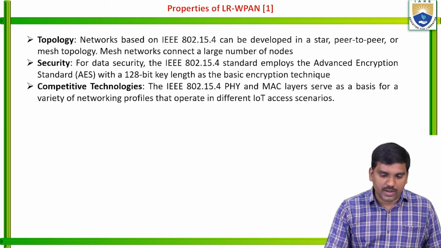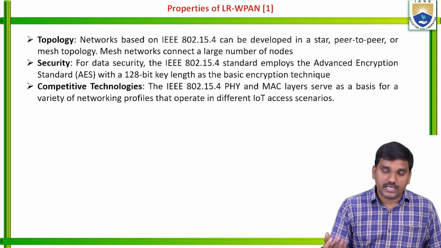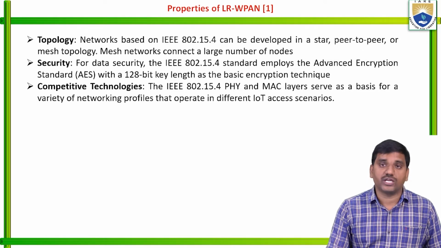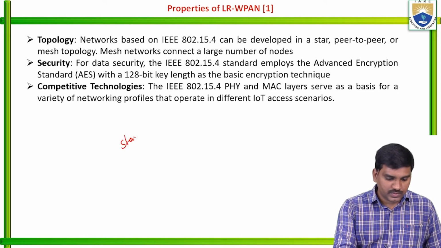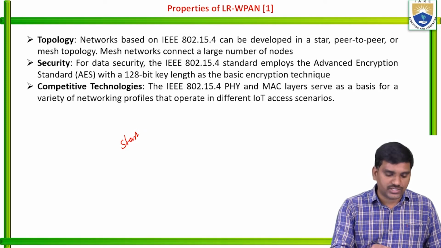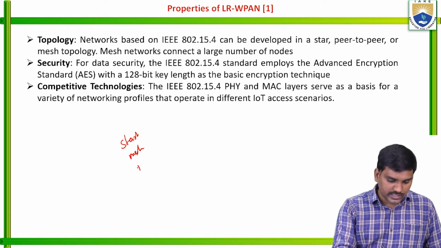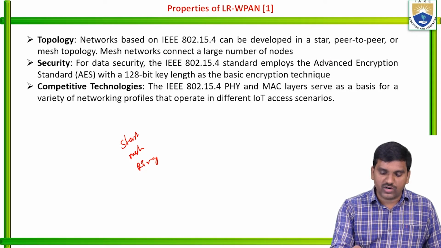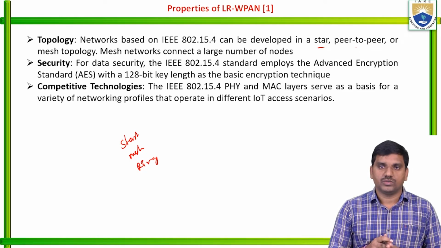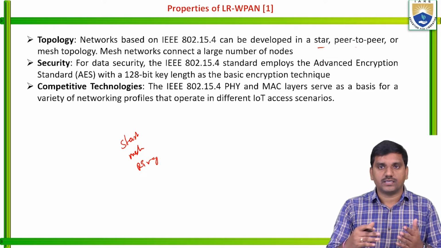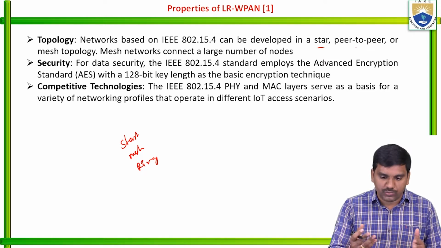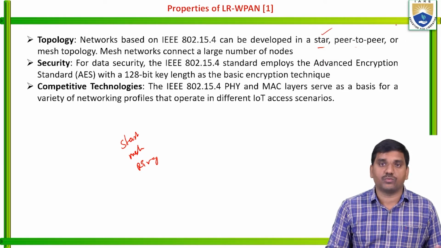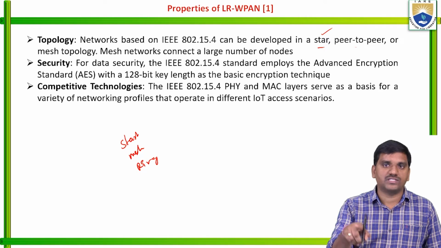Next, move on to some more properties of LRWPAN: topology, security, and competitive technology here. So topology, which type of topology can it support? We have different topologies in our communication: star, mesh topology, ring topology, like that we have. So in that, 802.15.4 networks can be developed in a star, peer-to-peer, or mesh topology. Mesh networks connect a large number of nodes. So particularly, a low rate wireless personal area network can be supported in star, peer-to-peer, or mesh topology.